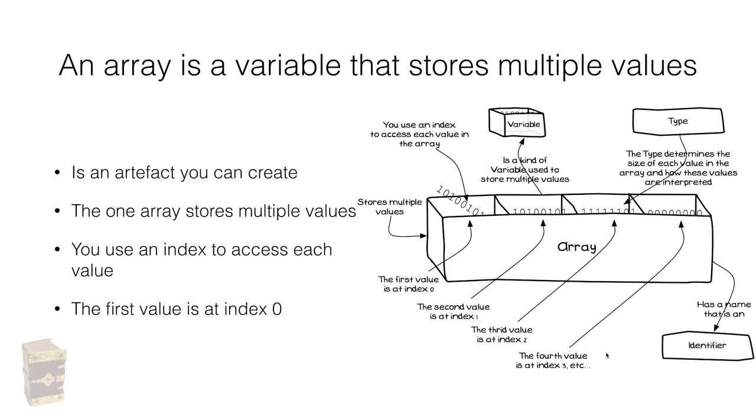So we could have an array of integers. We could have an array of strings. We could have an array of lights, for example. The way we access each of these elements is then by an index, with 0 being the index of the first element.